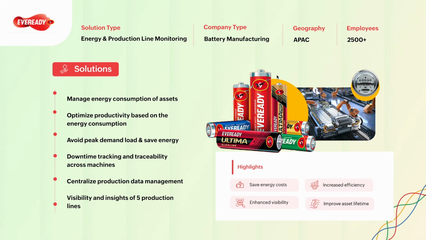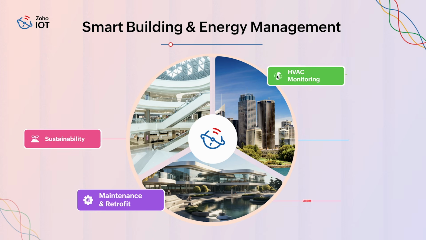And they face challenges in balancing and optimizing their energy consumption in addition to the production optimizations. So Zoho IoT stepped in and centralized the energy data and production data, and was able to even automate some of their critical infrastructure through dynamic conditions. So all this led to saving energy costs, increased efficiency, and increased asset lifetime.